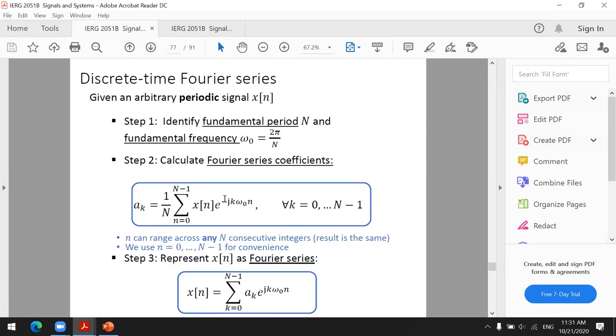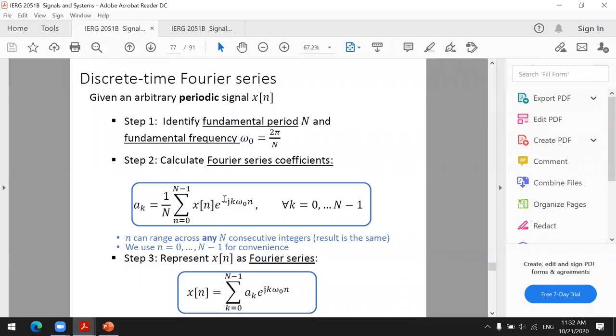Now we consider a discrete time periodic signal. Instead of x of t, we have x of n. So n is the integer index for discrete time. It's a periodic signal, so we can still identify its fundamental period, which is denoted by capital N. And we can define its fundamental frequency, omega zero, which is 2 pi divided by capital N. This is very similar to the definition of omega zero in continuous time, which is 2 pi divided by T. Here we have 2 pi divided by N.